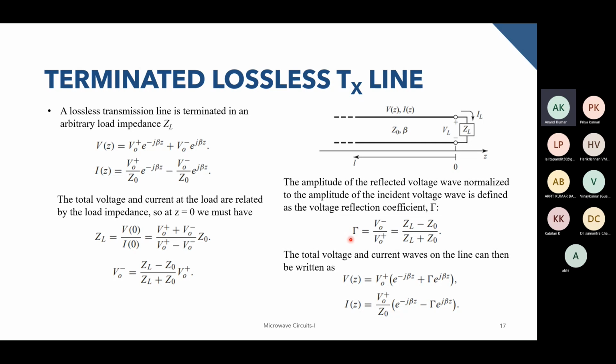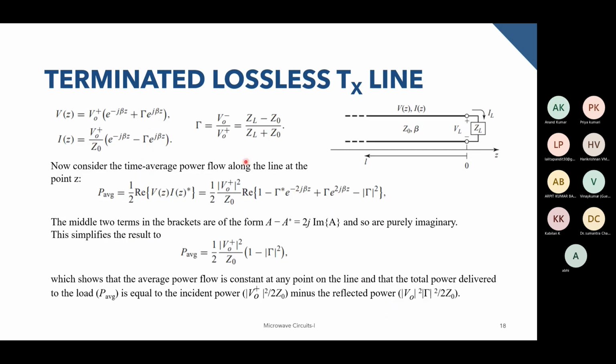Now we have defined the voltage reflection coefficient, and we'll substitute it back into the solution for the voltage and current from the wave equation. Now we can express the voltage and current in terms of only the incident voltage, the reflection coefficient, the propagation constant, and the characteristic impedance.